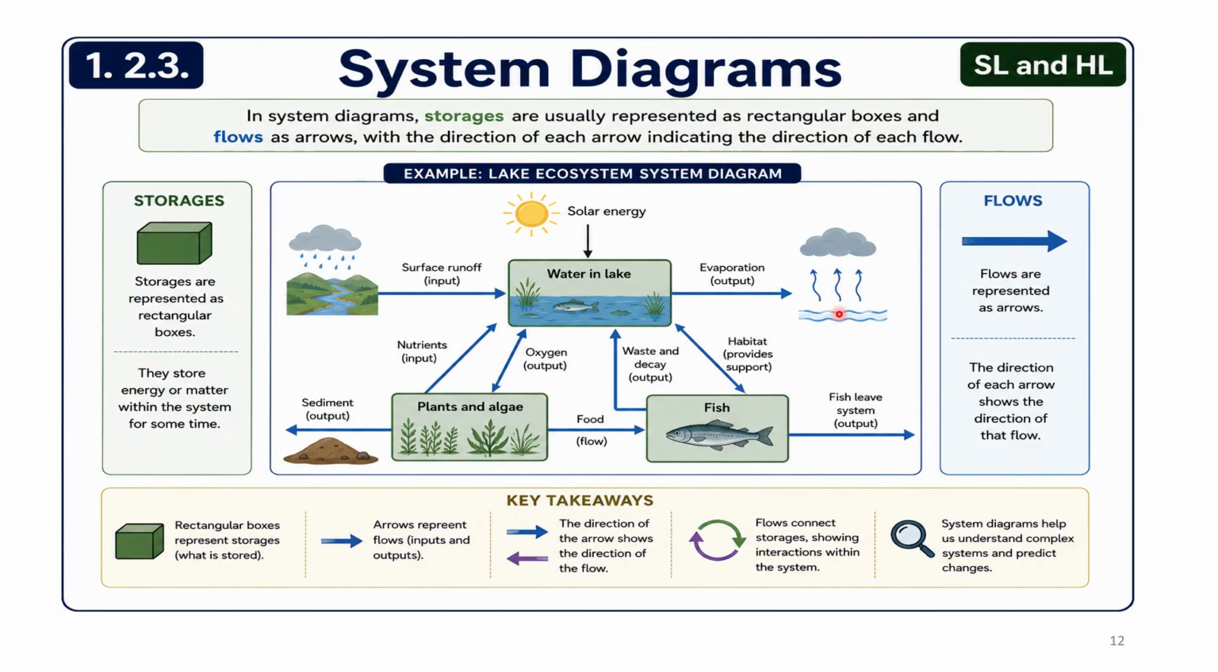The diagram also illustrates interactions between storages. Plants and algae use nutrients and solar energy to grow, producing oxygen through photosynthesis. Fish depend on plants either directly or indirectly through food chains, demonstrating the flow of energy and matter through the ecosystem. System diagrams simplify complex environmental systems by clearly showing connections between components. In ESS, they are used to analyze ecosystems, identify pathways of energy and matter, predict changes, and understand how disturbances in one part of a system can influence the entire system.